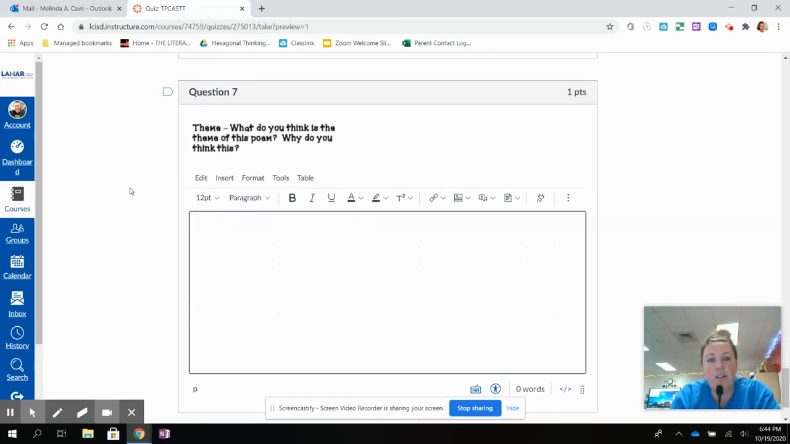And lastly, we're going to look at theme. What do we think the theme of this poem is? And why do we think this? You know, when poets write their poetry, they write it for a reason. And they want us to take something away. And it's important whenever we read something that we can identify what that purpose is.